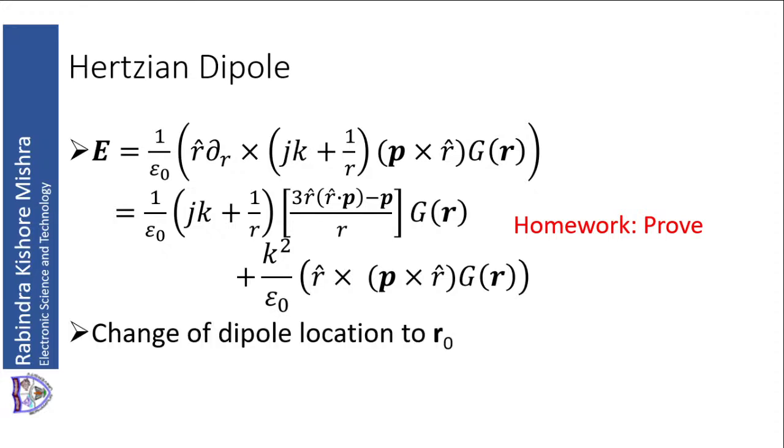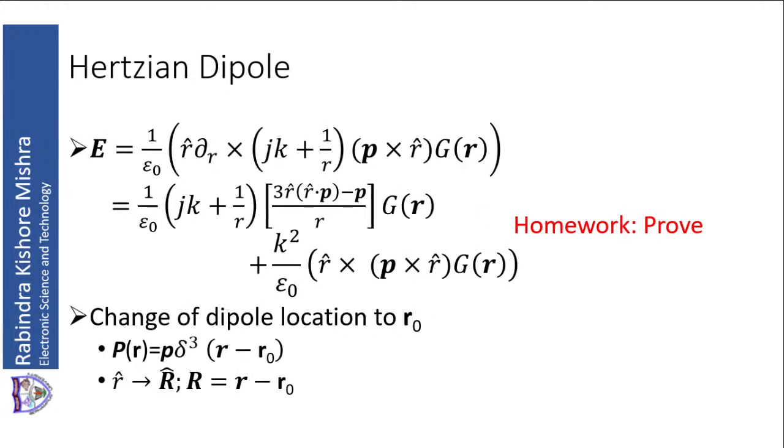Now, after this, what we have done is we have located the dipole at the point at the origin. So r dash is equal to 0. Now let us change the location of the dipole to r0. So from r dash equal to 0, let us move it to r0. So PR will be P into delta of r minus r0. If you shift it by an amount r0, r becomes r minus r0.